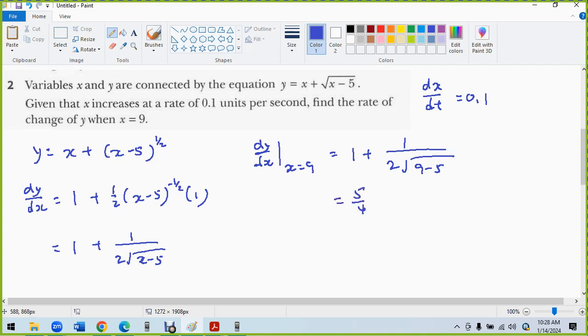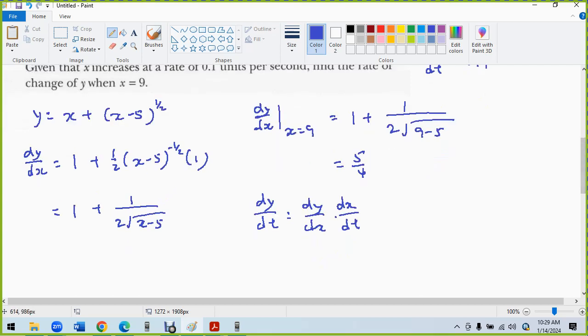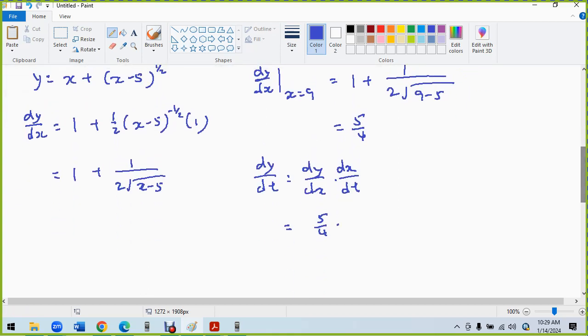So dy/dt is dy/dx times dx/dt. dy/dx is 5 over 4 and dx/dt is 0.1. So we have 5 over 4 times 1 over 10, which is 1 over 8. So it's 1 over 8 unit per second.